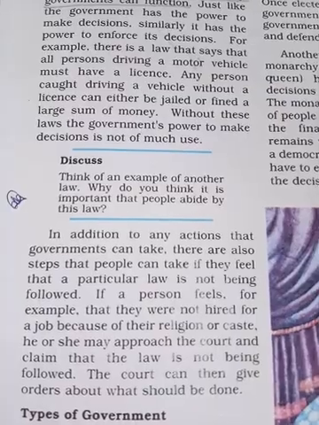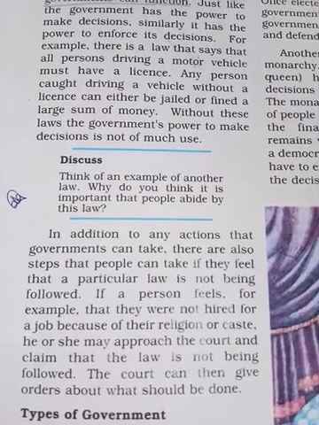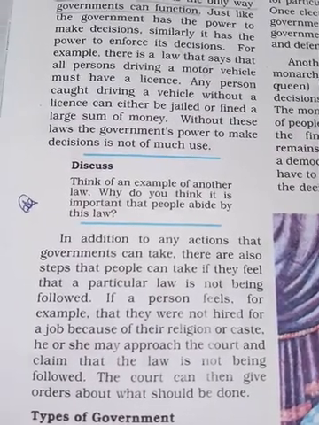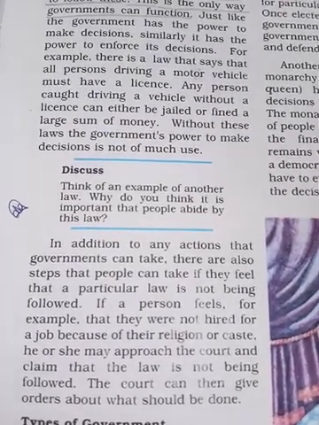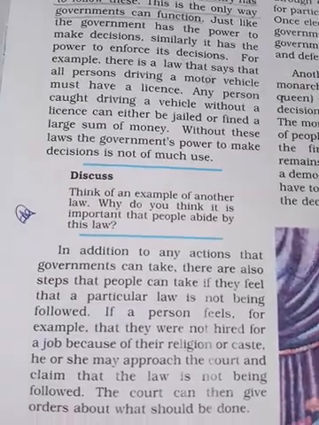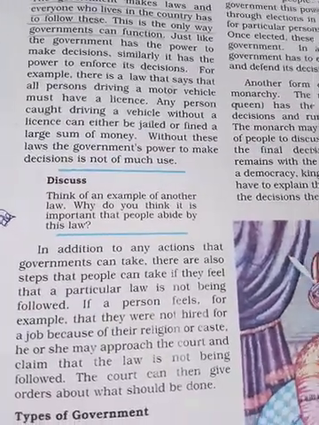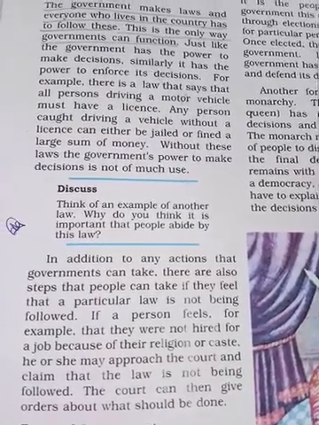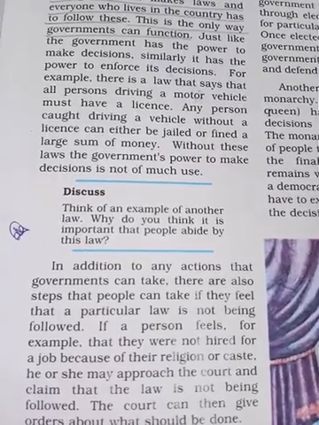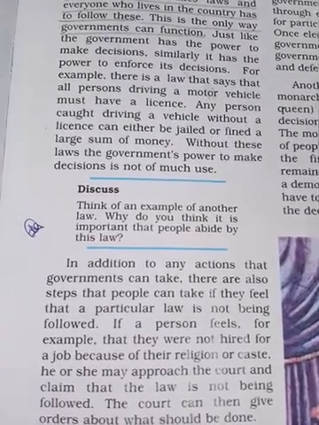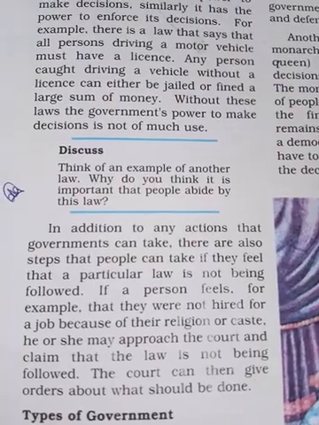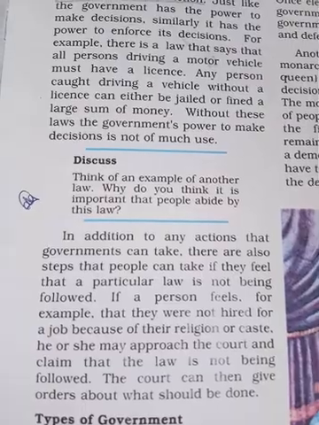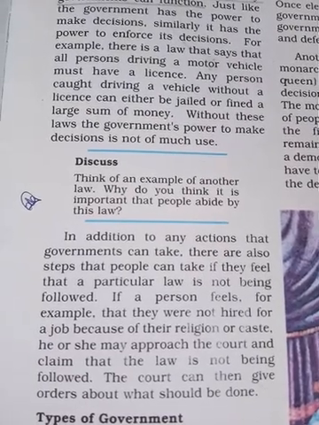then he can take the help of the law. For example, a person may be discriminated against because he belongs to another gender or caste or community. If he or she feels that someone is discriminating, then he can go to court and take the help of the court. The court can then give an order about what should be done.